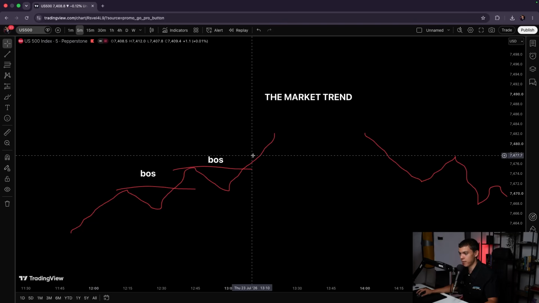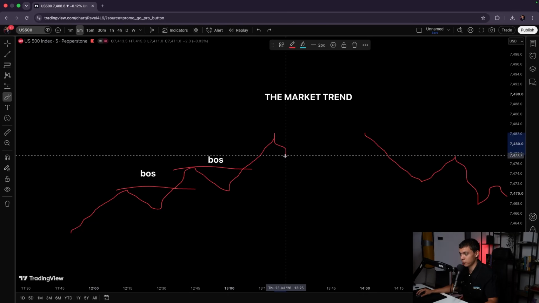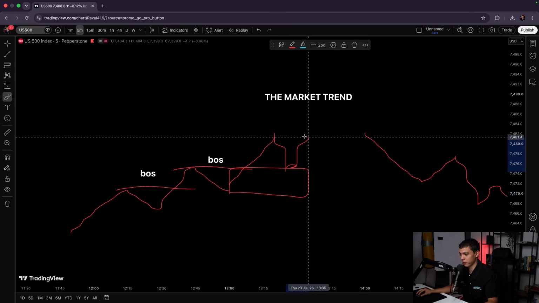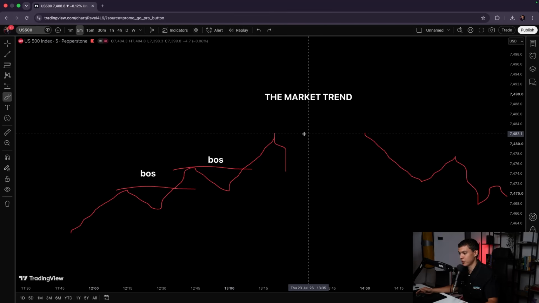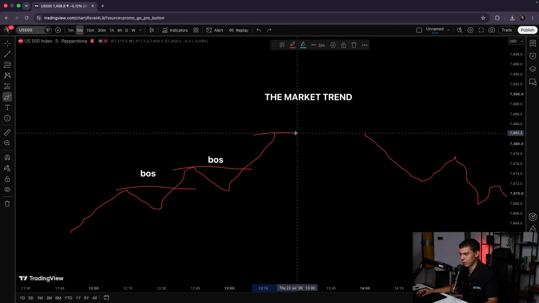Essentially, you should buy when the price closes right here, or you can wait for the price to retrace a little bit and then maybe enter on an order block when the price reacts off of that order block. I'm going to explain very soon what an order block is, don't worry. But essentially, you need to follow the trend like this, when the price closes.